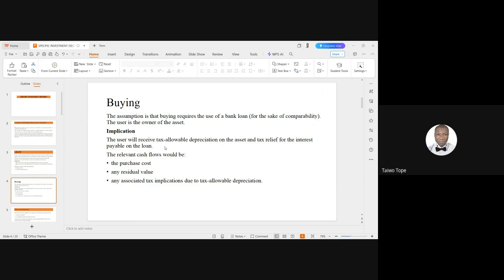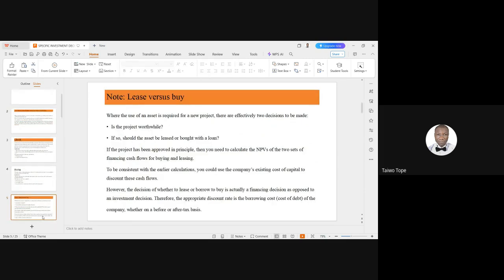So the relevant cash flows in this case would be what? The purchase cost, any residual value, and any associated tax implication due to tax allowable depreciation. These are the relevant cash flows.